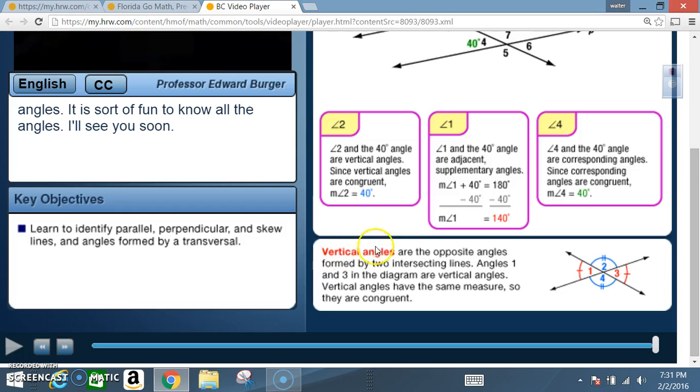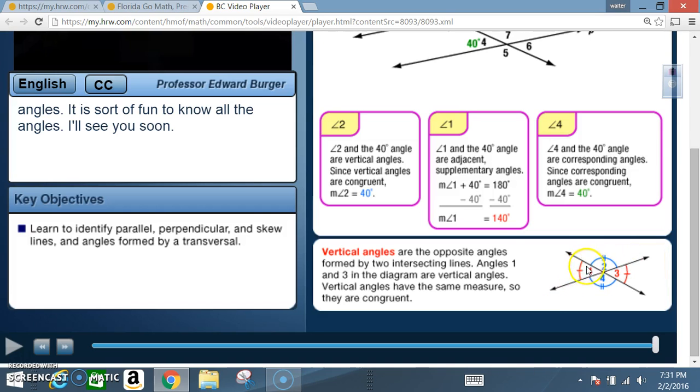Okay, let's get the definition for vertical angles in our notes. Just write down the term vertical angles. Draw these two lines here, just like so. We don't need the verbiage here. Just draw those two lines.